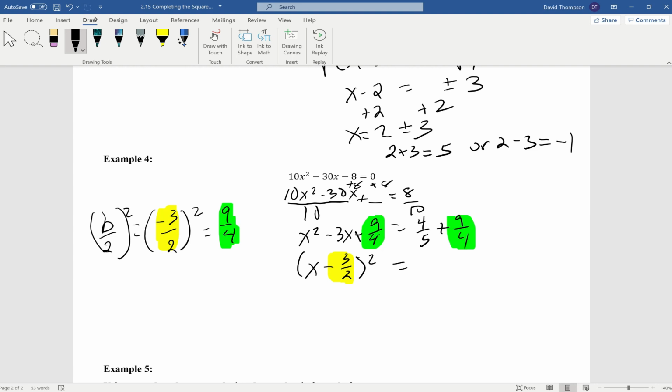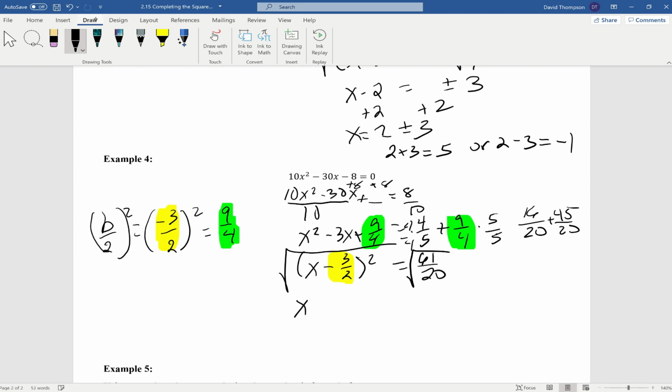So to do this part, we have to find a common denominator. So we multiply this one by 4 over 4, this one by 5 over 5. So this is really 16 over 20 plus 45 over 20. So 16 plus 45 is going to be 61/20. So now we're just going to take a square root of both sides.